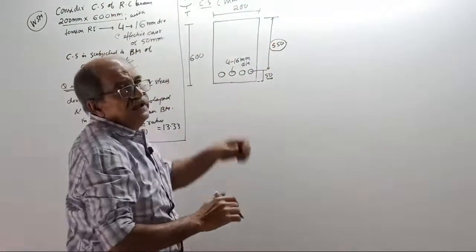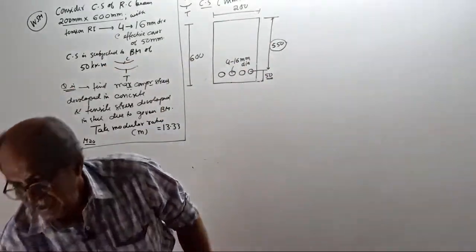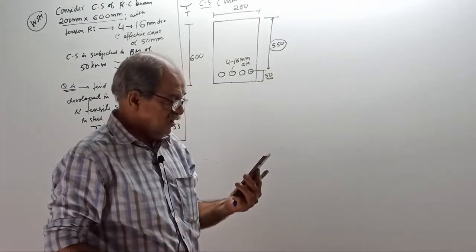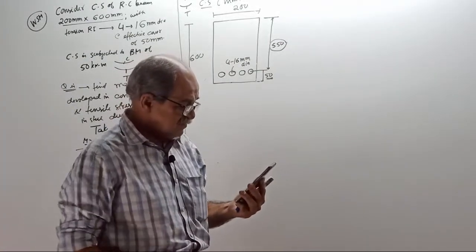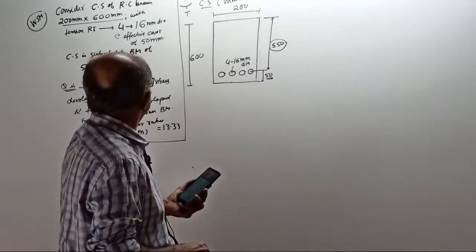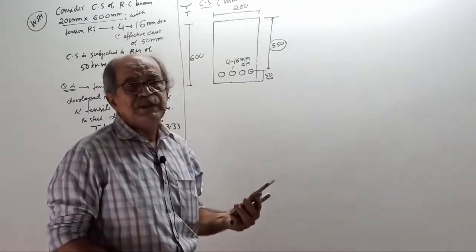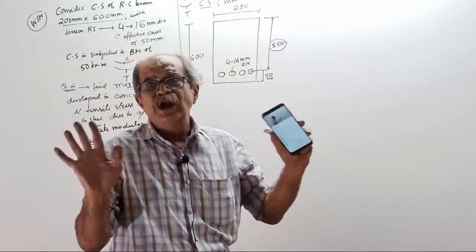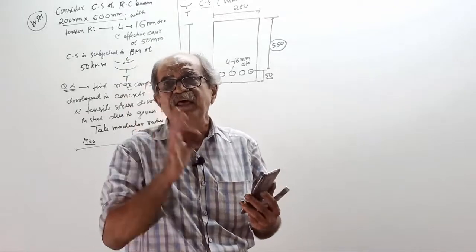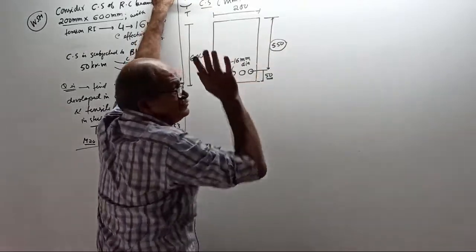Correct? Anybody can tell me what is the name for this one? 58? No. The name is effective depth. Today we are not using effective depth. Why? I am not in RCC. I am in strength of materials. This is just the distance from here to steel.